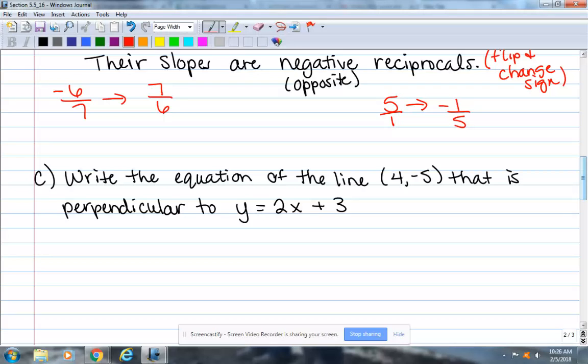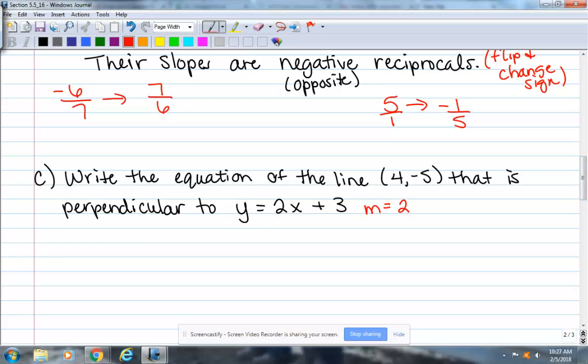So this time, on this problem, we want the equation of a line that goes through the point (4, -5) that is perpendicular to the line y = 2x + 3. Again, first things first, we need this equation in slope-intercept form. Is this equation in slope-intercept form? Yes. What is their slope? 2. Their slope is 2.